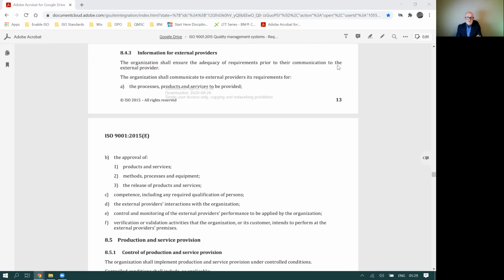I guess it's very hard to be very specific without knowing your own business, but you have to consider the requirements, back up to the opening sentence of this particular clause. The organization shall ensure the adequacy of requirements prior to their communication to the external provider. So you would have to think about the qualifications of the individuals carrying out the work on the organization's behalf. D, the external provider's interactions with the organization.